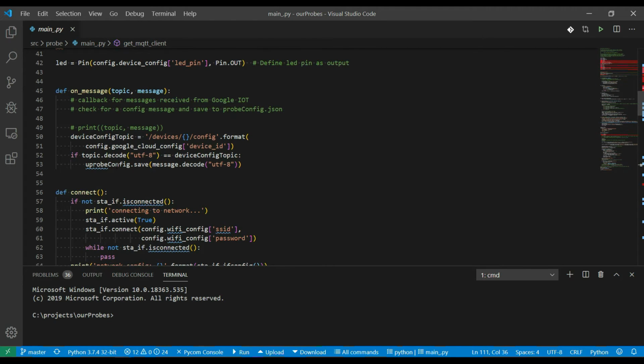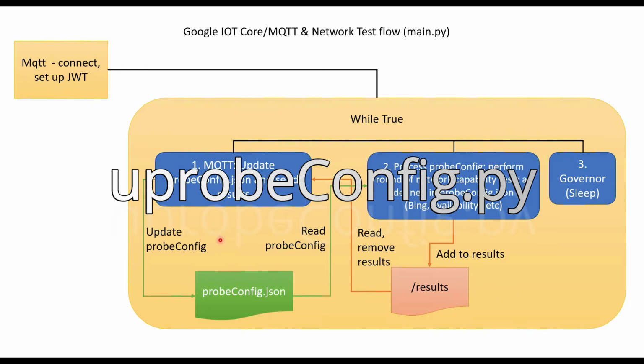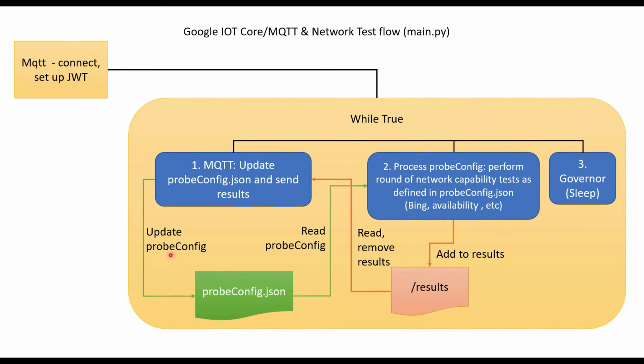So next let's have a look at uprobeConfig and see what it's doing. Earlier on we saw the overall design, so part of what the MQTT processing does is save the probe config information to this probeconfig.json file. Then later on in stage 2 of the main loop, it's going to read probeconfig.json to get the list of probes or tests to perform. I'm encapsulating the interface to this probeconfig.json file into a library, so let's have a look at that.